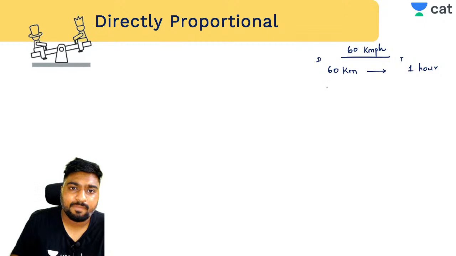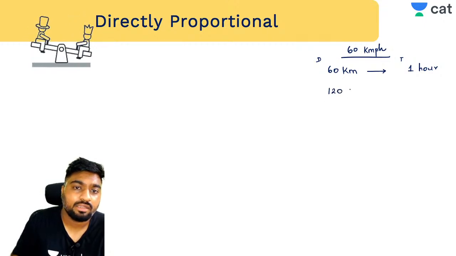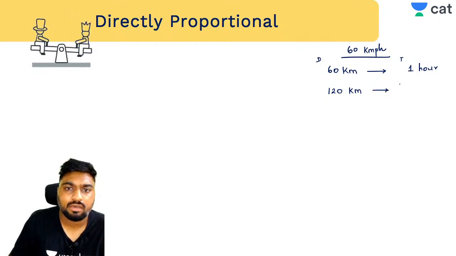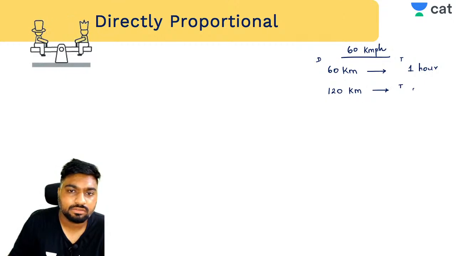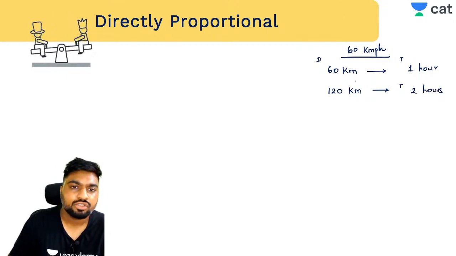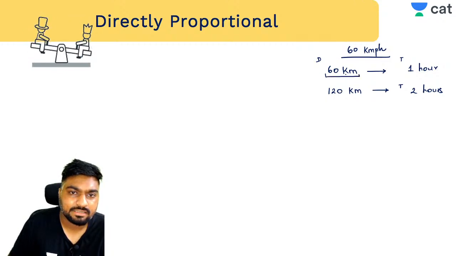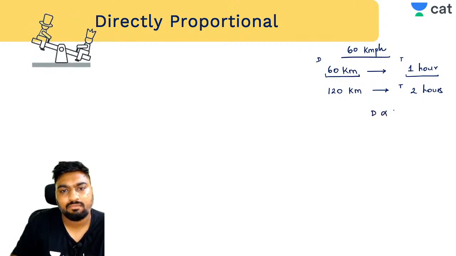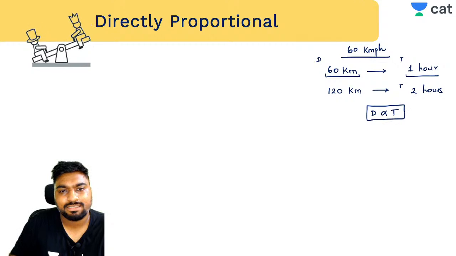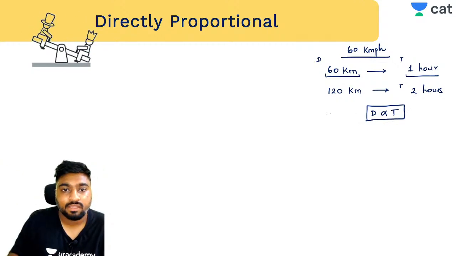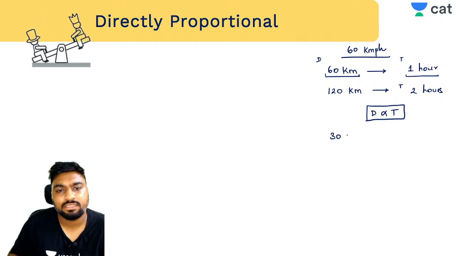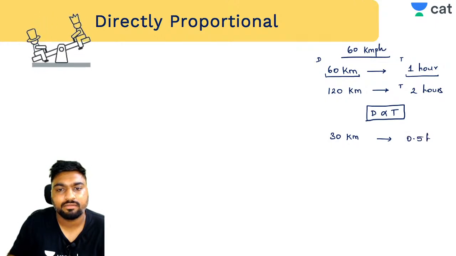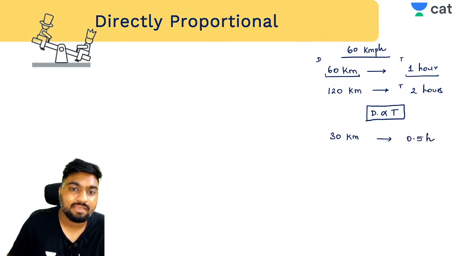Very good. If my distance to be covered is 120 kilometers, how long would it take me to cover 120 kilometers? 2 hours. Yes. So what's happening here? When the distance increases, time also increases. Correct? So here we say distance and time are directly proportional because increase leads to increase. If I decrease it, let's say I only have to travel 30 kilometers, then will it take me 2 hours? Will it take me 1 hour? No, it's going to take me only half an hour. Correct? So distance and time are directly proportional.